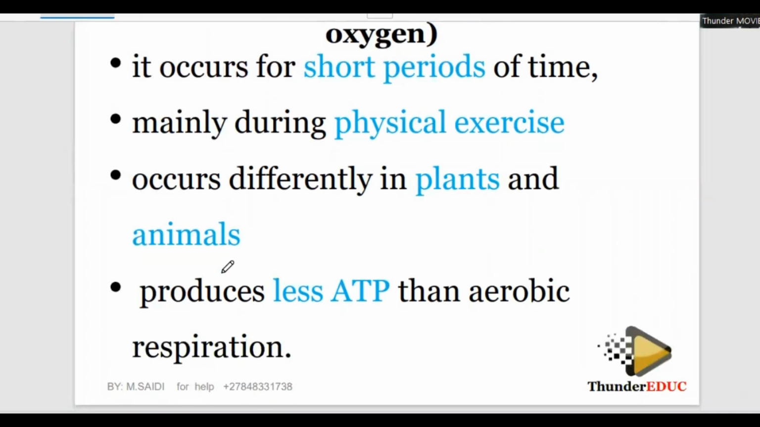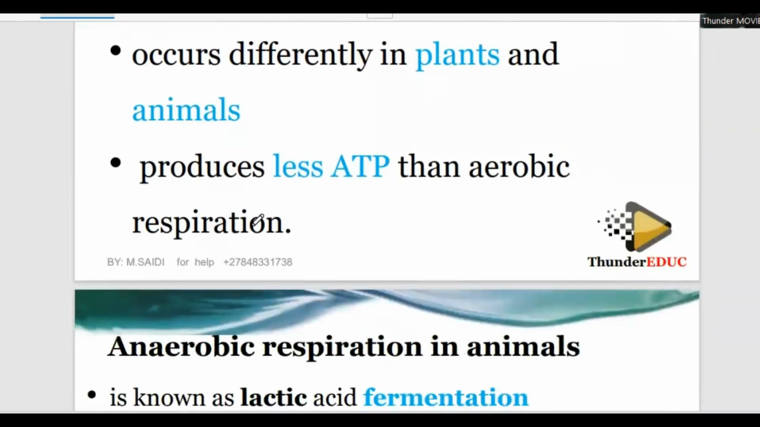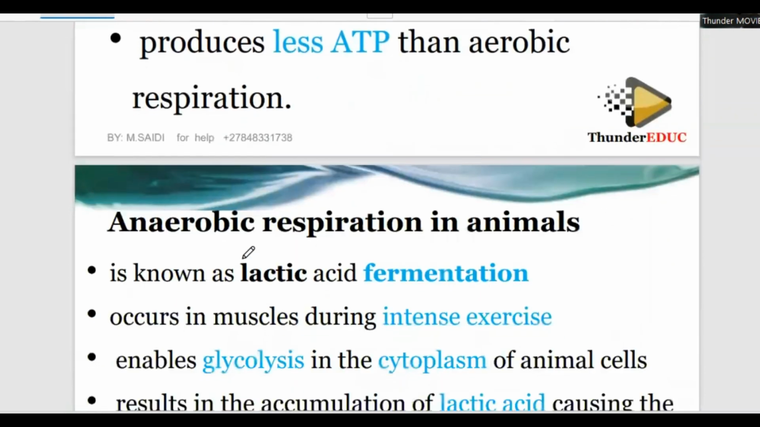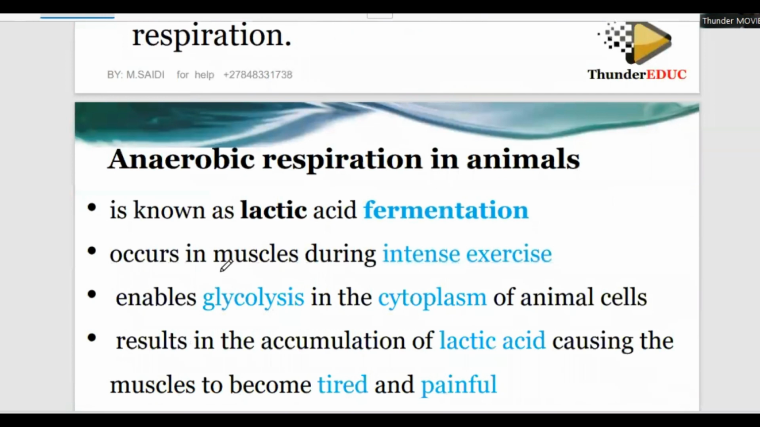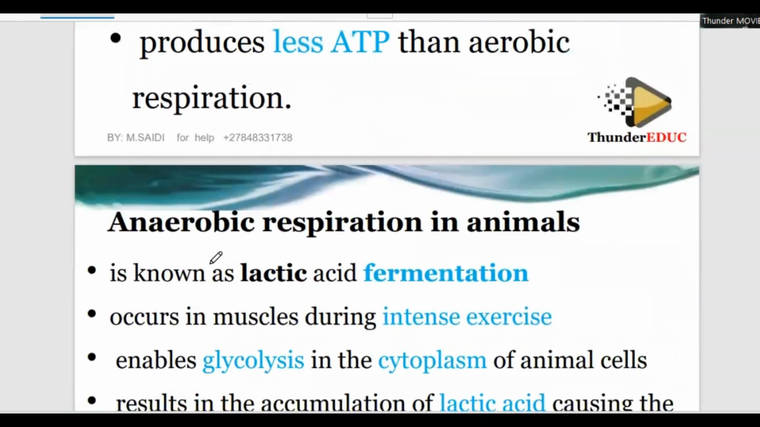Anyway, that was my statement. We're saying that anaerobic respiration produces less ATP than aerobic respiration.